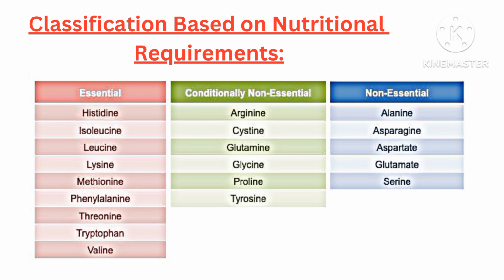Non-essential amino acids can be synthesized by the human body. Its examples are alanine, asparagine, aspartate, glutamate, serine. Conditionally essential amino acids are required in the diet under specific conditions like illness, stress. Its examples are arginine, cysteine, glutamine, tyrosine, glycine, proline.